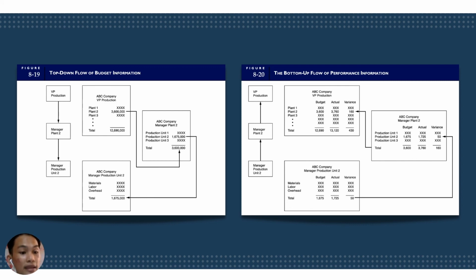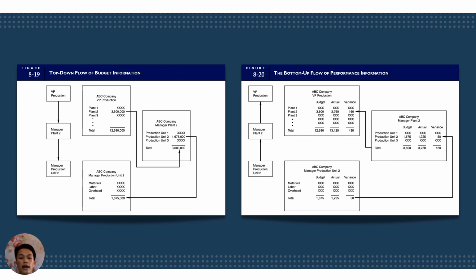This is what will be allocated, distributed again, to the manager of production unit 2. So, the manager of production unit 2 will be the one to allocate how much the materials, the labor, and overhead amount will be in order to produce the desired products of the higher level of management.